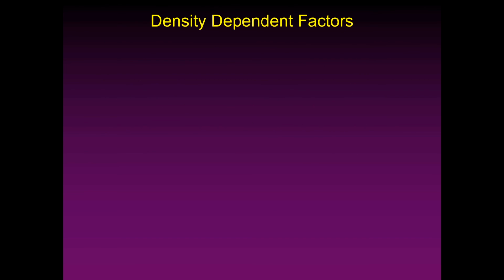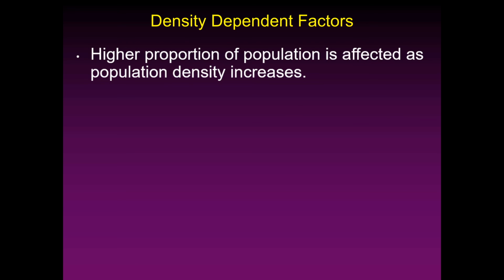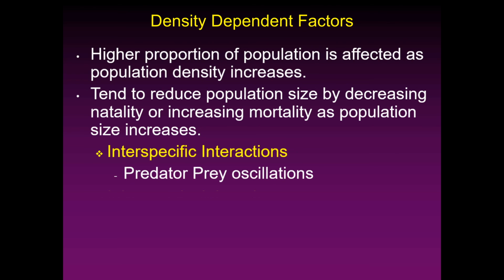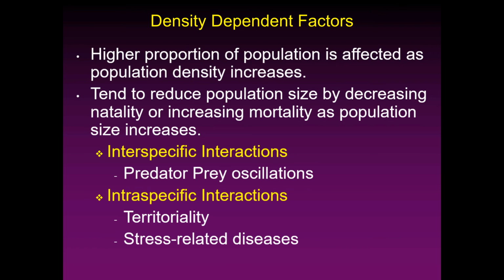Compare that to density dependent factors. This is where more of the population is affected as the population increases. These tend to reduce population sizes by decreasing natality and increasing mortality as population size increases. So you could think of interspecific interactions, so predator-prey oscillations, or intraspecific interactions like territoriality, stress-related diseases.